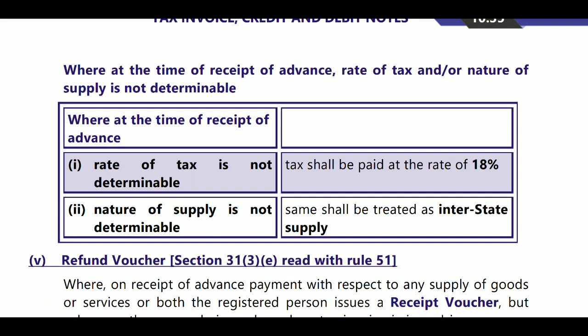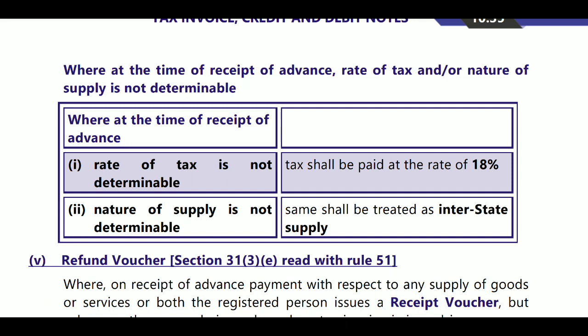For example, you are a supplier and there is one recipient, and you are supplying goods regularly. Now we are going to supply some products, but we don't know the rate, because we supply different types of goods at different rates. We do not know at the time of advance which product he requires, so we are getting only the advance amount. At that time, tax shall be paid at the rate of 18%.